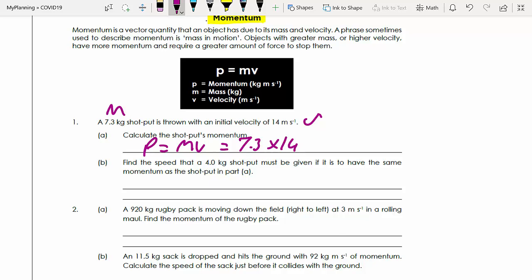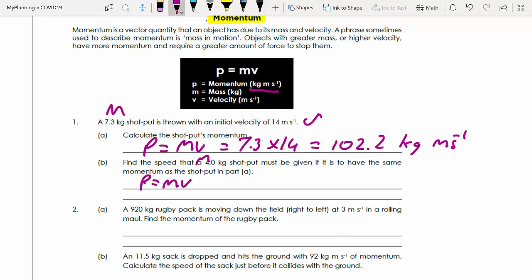And we type that into our calculator. We get 102.2. The units for mass is kg. The units for velocity is meters per second. The units for momentum is kg m s minus 1. Speed. Find the speed that a 4 kilogram shot put must be given if it's to have the same momentum as the shot put above.